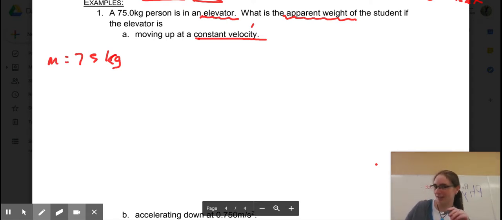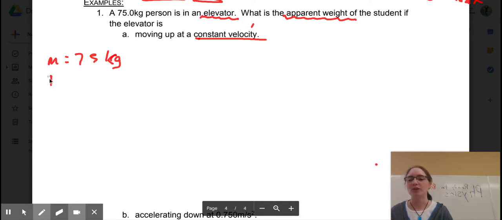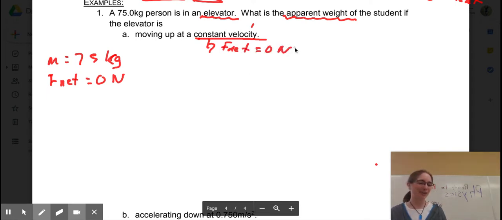Constant velocity. What does that even mean in terms of forces? Fnet is equal to 0. So ladies and gentlemen, because we said the word constant velocity, that's what that means: Fnet of 0. And we're going to write this down here, so that when it comes to your studying and needing notes for your assignment, it's right there.